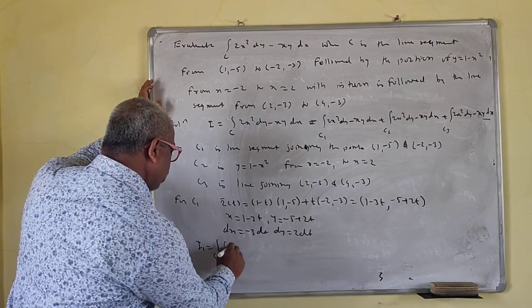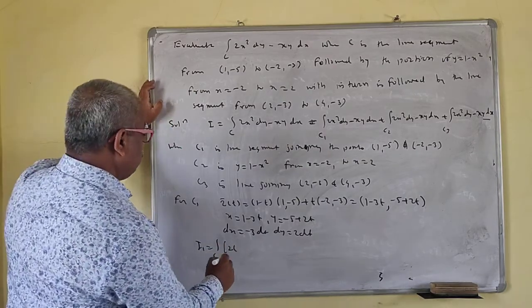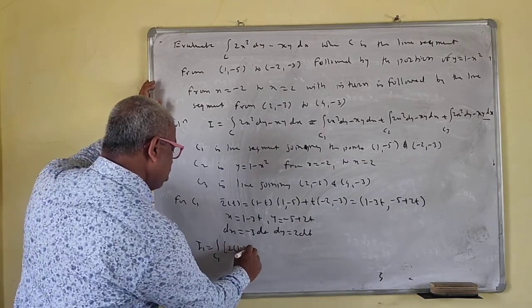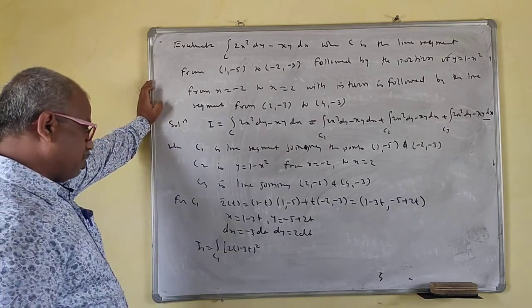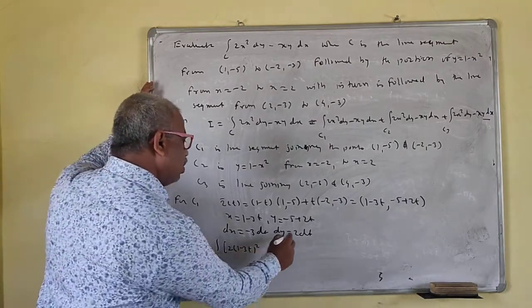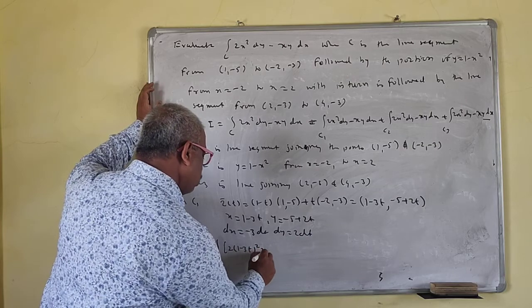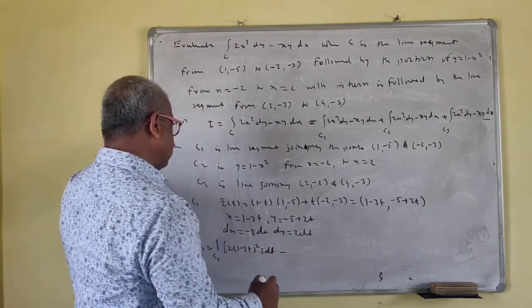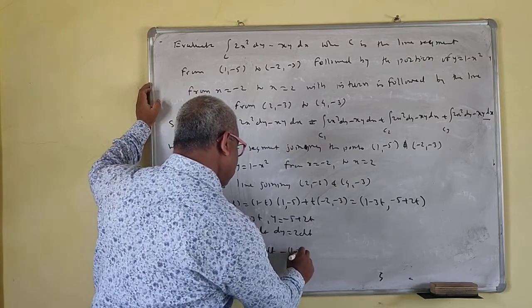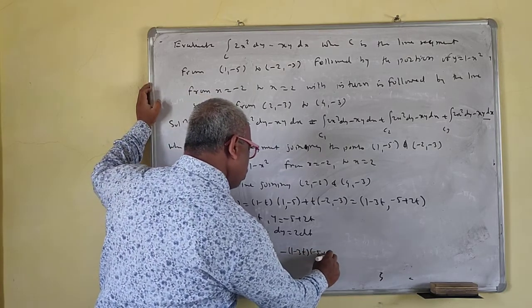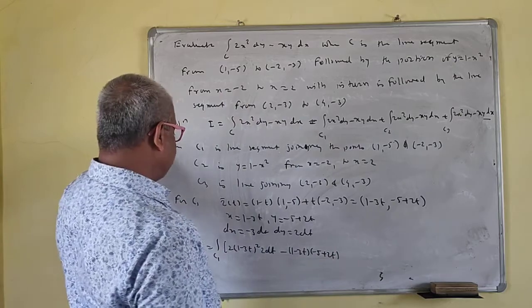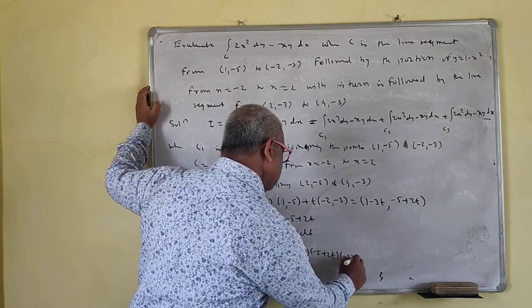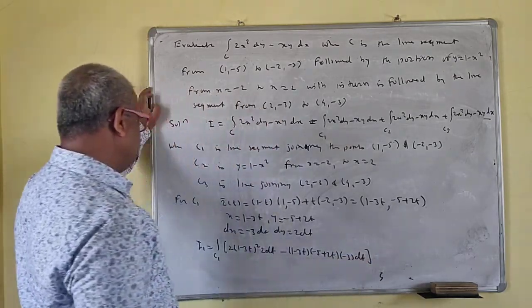Okay, so we write in bracket: twice x is 1 minus 3t, bracket square. Your dy is 2 dt. Okay, so 2 dt minus xy, where x is 1 minus 3t and y is minus 5 plus 2t, and dx is minus 3 dt. I will write bracket dt. So this you have to write.